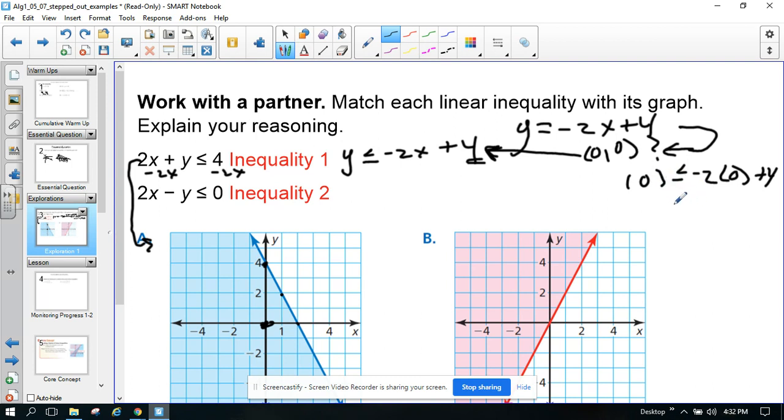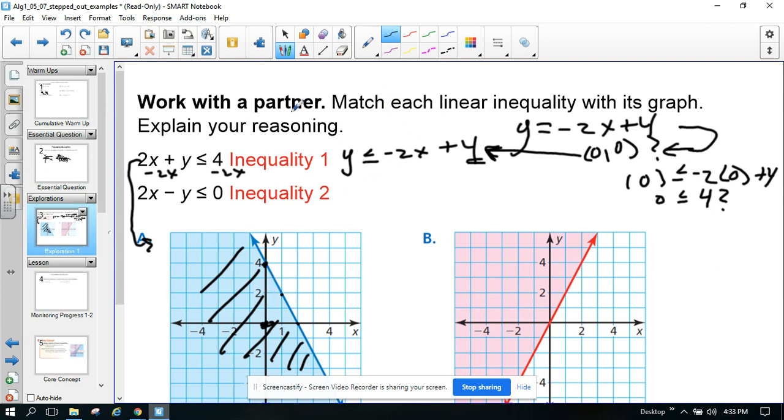So is 0 less than or equal to, this would be a 0, right? Because negative 2 times 0 is 0, plus 4. Is 0 less than or equal to 4? Yes, 0 is less than or equal to 4, so therefore this side of the graph would be in the solution set. So how you would do it is you would pick a point that's easy to manipulate, and you would decide if it's in the set or not.